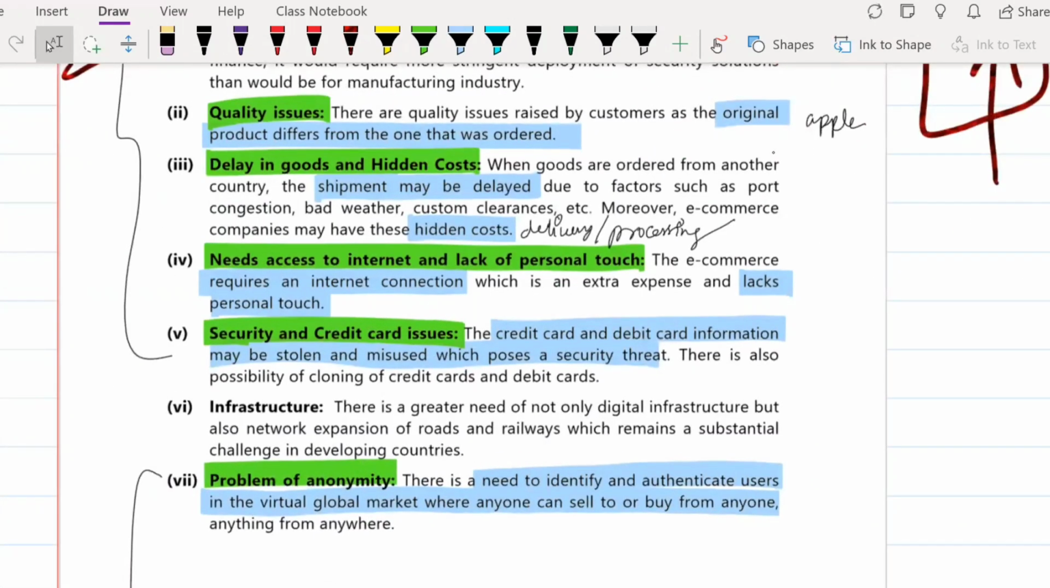Next, you might have quality issues. Quality issue means you might have ordered an iPhone, but what you have got in return would be a soap box. Or a soap, that is a quality issue that you can have. That means the product received might be different from what you ordered online. Next, there will be a delay in goods and hidden costs.